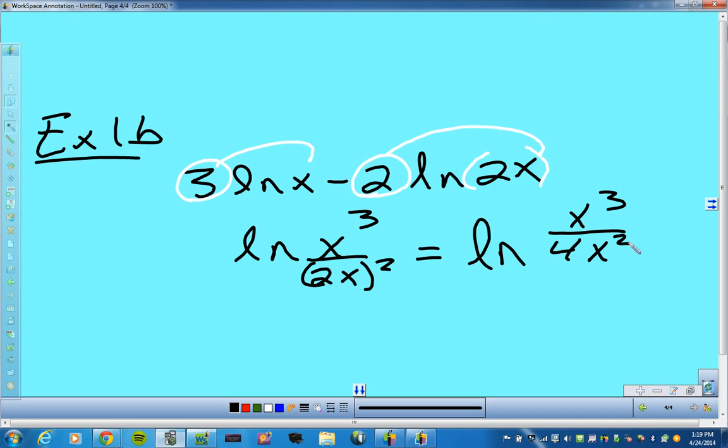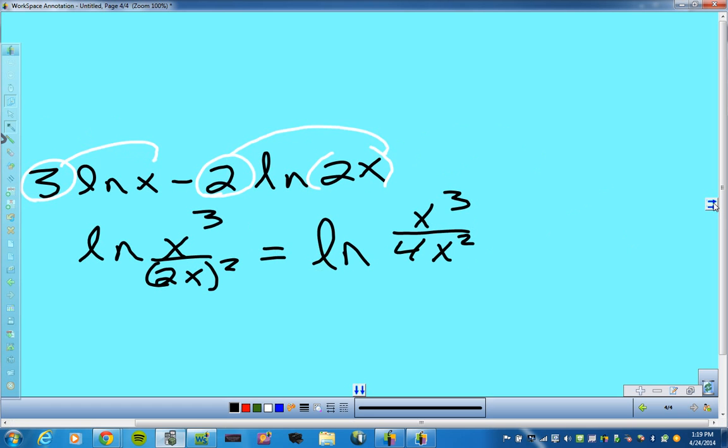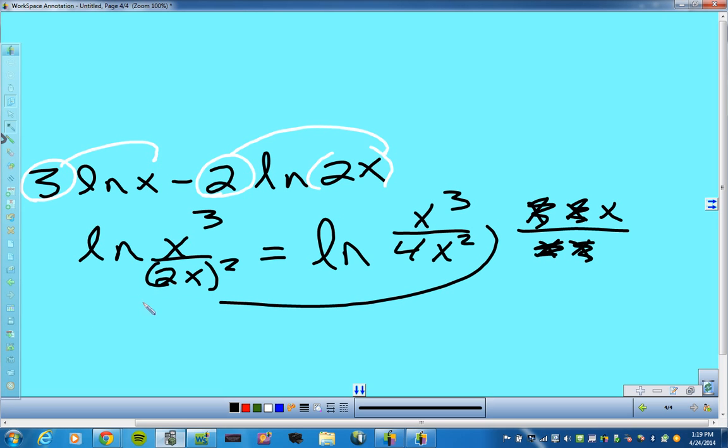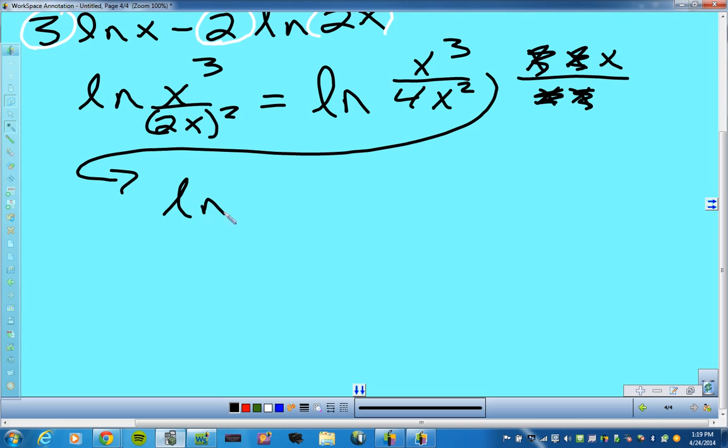What do you have to do with those exponents? Subtract them, right? So if I just think about the x cubed over x squared part of this, for those of you that get confused with the exponents, right? X cubed means I have 3 x's up top. X squared means I have 2 x's on the bottom. So just cancel, and I have just 1 x left on top. Okay, so final answer would be ln x over 4.